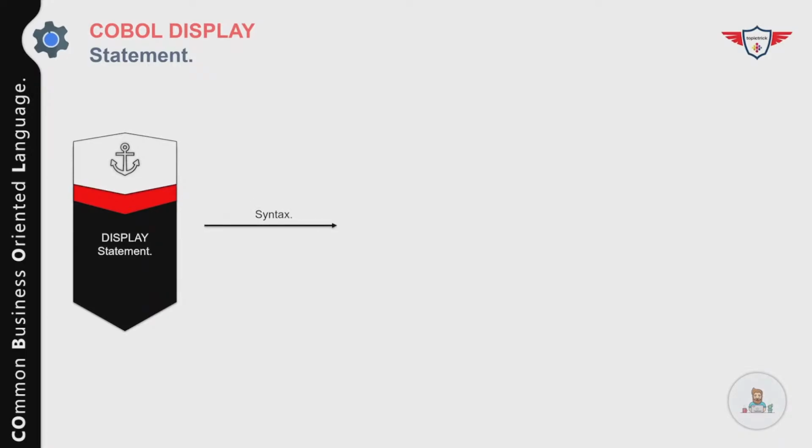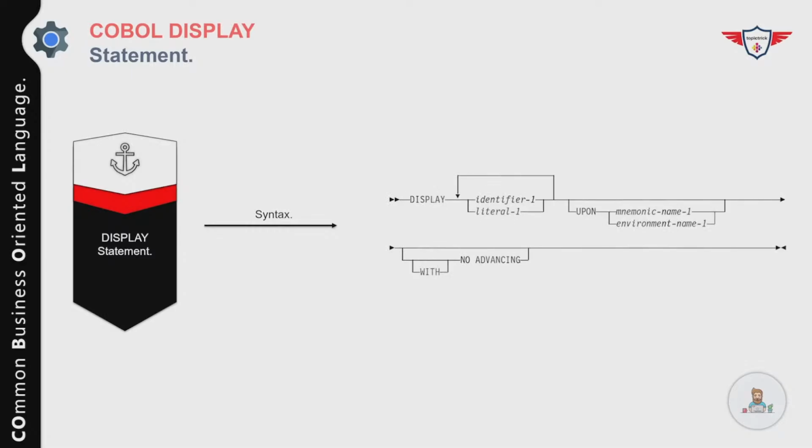Now let's talk about the syntax of the DISPLAY statement. As you know, the syntax is again similar to what we have seen in the ACCEPT statement. So it is pretty simple and straightforward. You have the DISPLAY keyword, after that you have identifier or literal. And thereafter you have some additional options. For example, you can use UPON with mnemonic name or environment name, and you have WITH NO ADVANCING or ADVANCING option, right? Now let me showcase an example.